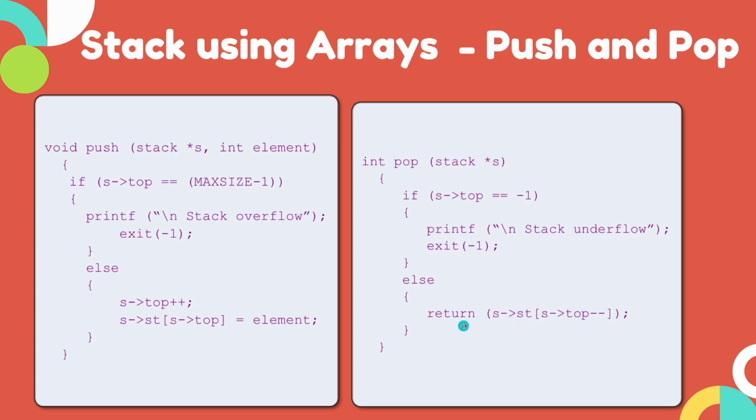Here we could see it is top minus minus. So, it is a post decrement operation. You know how post decrement works. First we fetch the value of S top and that is returned, and after that the value of top will be decremented by 1. So, we have done two steps with just a post decrement operator. With this pop routine, the element pointed to by top will be removed, and also top will be decremented by a value of 1.